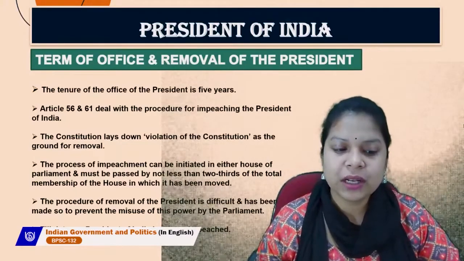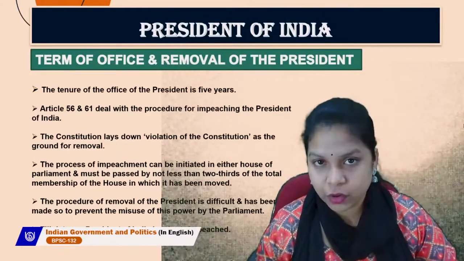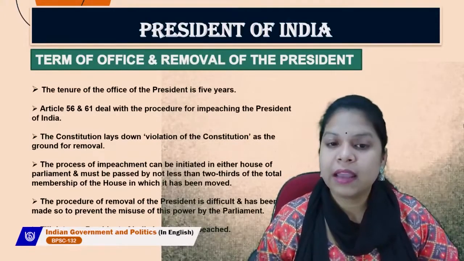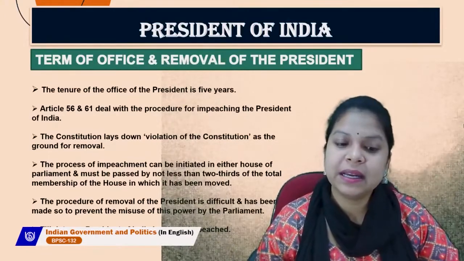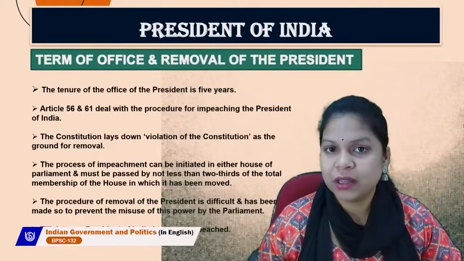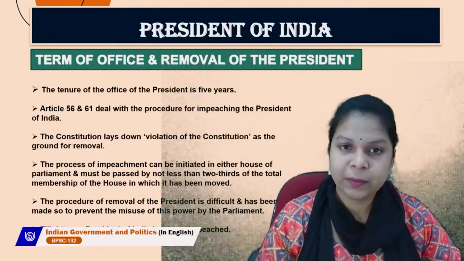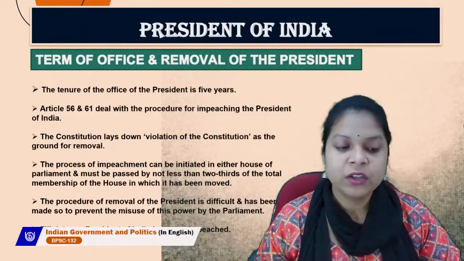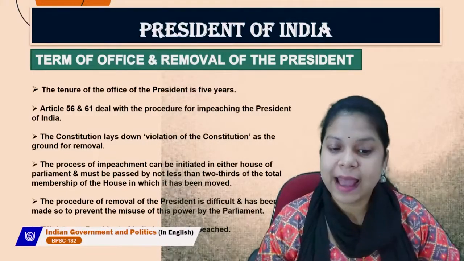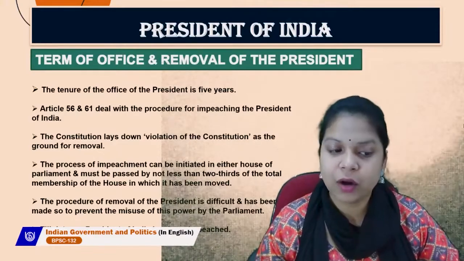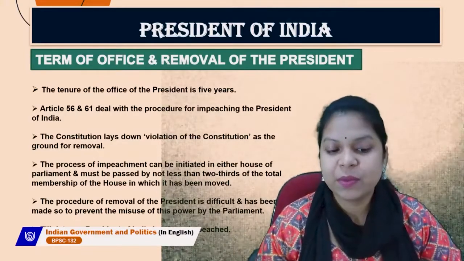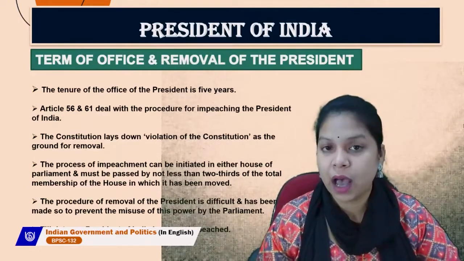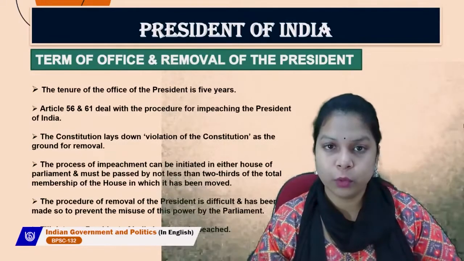So the Constitution lays down violation of the Constitution as the ground for removal. So, if a president violates the constitution, then there will be a ground to remove or impeach that president. The process of impeachment can be initiated in either house of the parliament and must be passed by not less than two-thirds of the total membership of the house in which it has been moved.